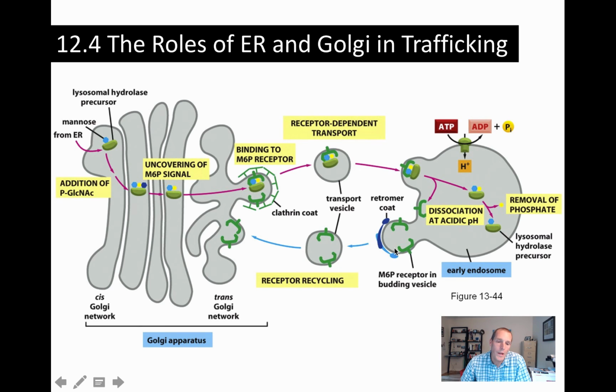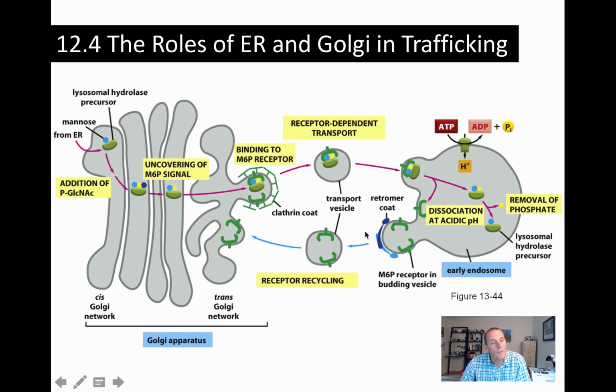So how then do we get these receptors back to the trans-Golgi network so we can keep this flux of these soluble lysosomal precursors being sent to the early endosomes, which can then become mature lysosomes? So the receptors get packaged into little vesicles which are covered by these retromer coats, and this targets the receptors back to the trans-Golgi network.